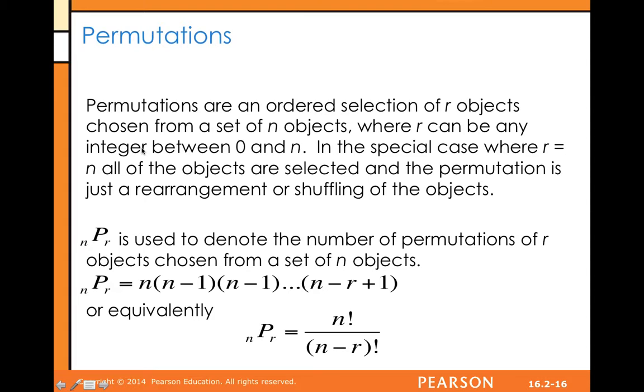So permutations are used to count the number of ways you can have a list of size R where the order of things inside that list matters, and you're choosing the items from a set of N objects. This might sound sort of abstract and confusing right now, but we will do an example in just a second. In the special case where R equals N, what does that mean? N is the number of things you are choosing from. R is the number of things you are actually choosing. So in the special case where R equals N, that just means you're choosing everything. And a permutation is just a rearrangement or shuffling of the objects.